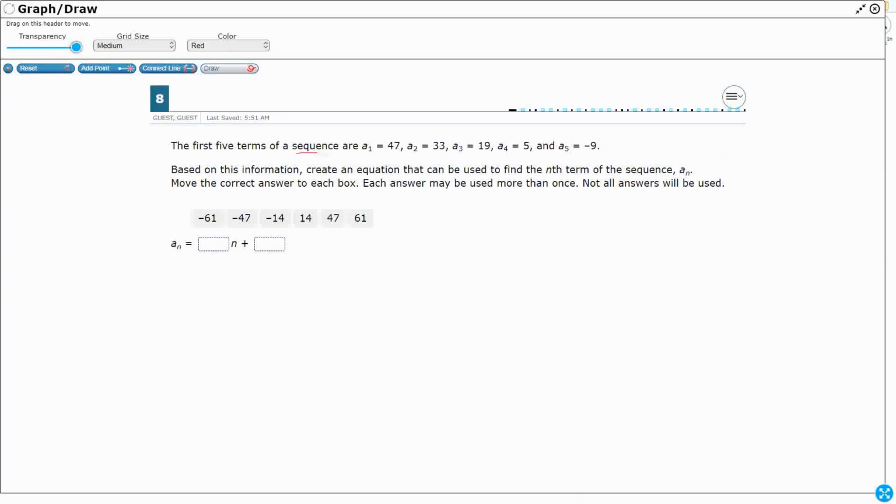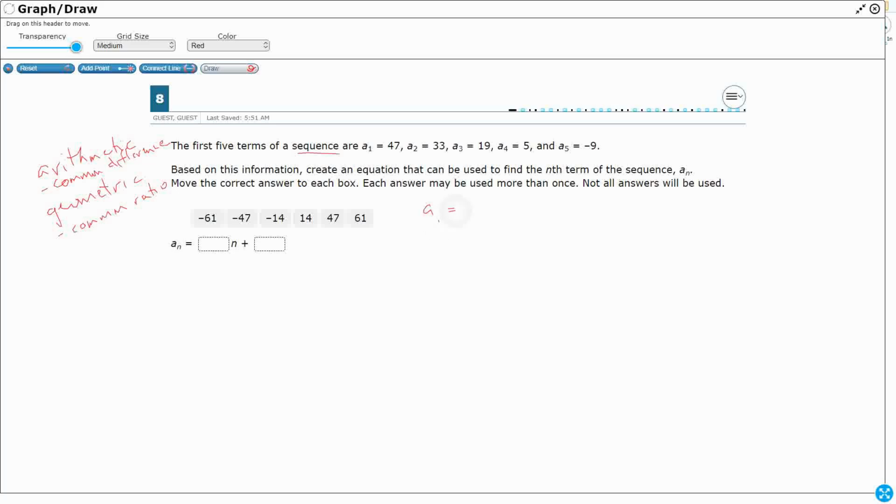Whenever we see this word sequence, we should be thinking, is it arithmetic or is it geometric? So here's the difference, and that's going to change what type of formula we're going to write here. Arithmetic has a common difference, so we are adding or subtracting something that's common to get to each term. And geometric is going to be a common ratio. We are multiplying or dividing by the same number in order to get to the next term in the sequence, right?